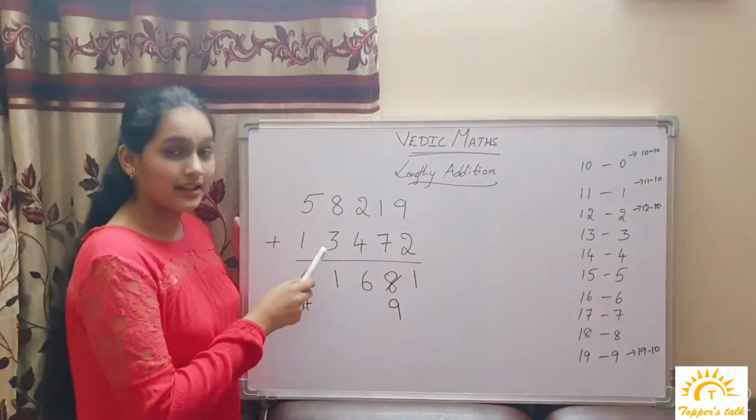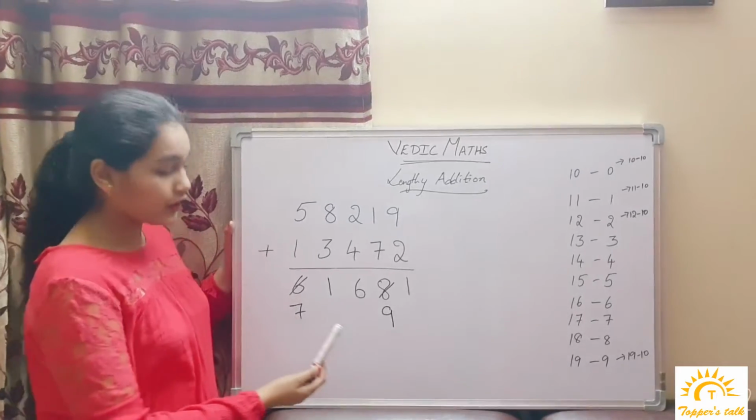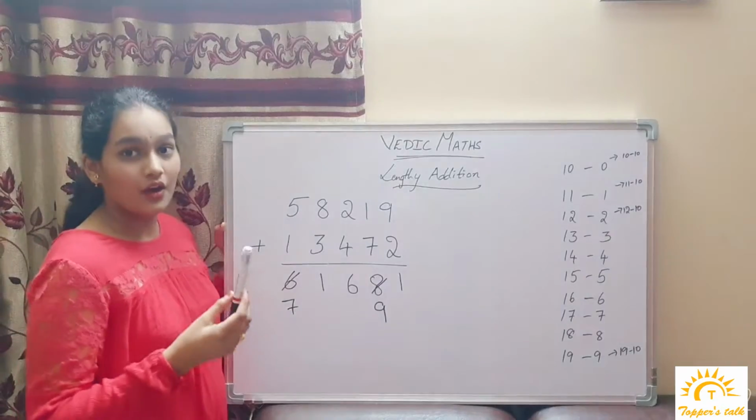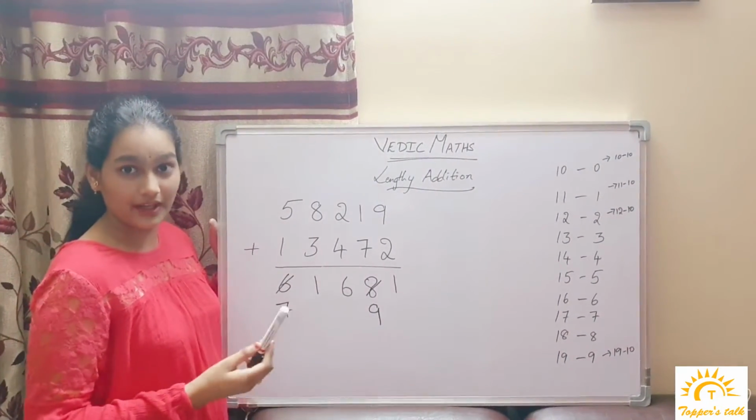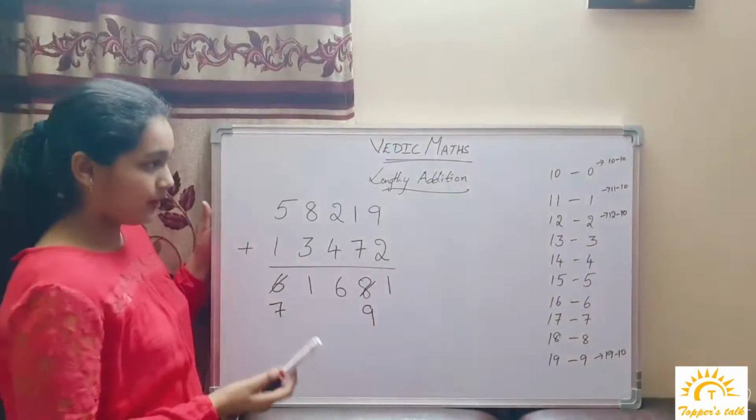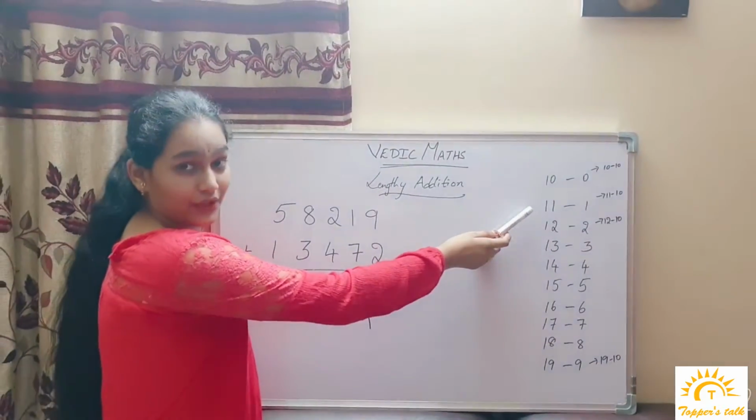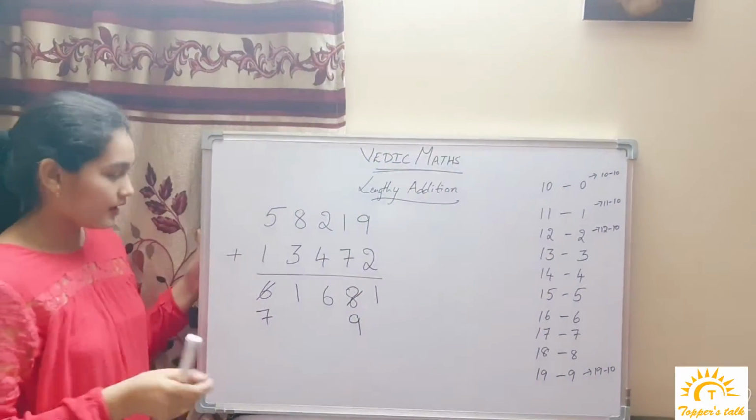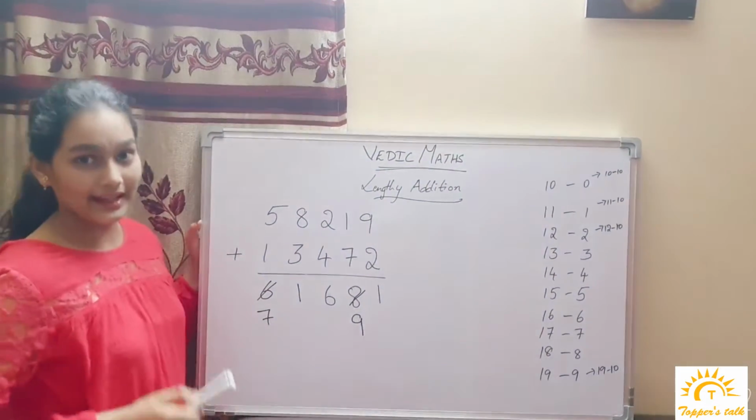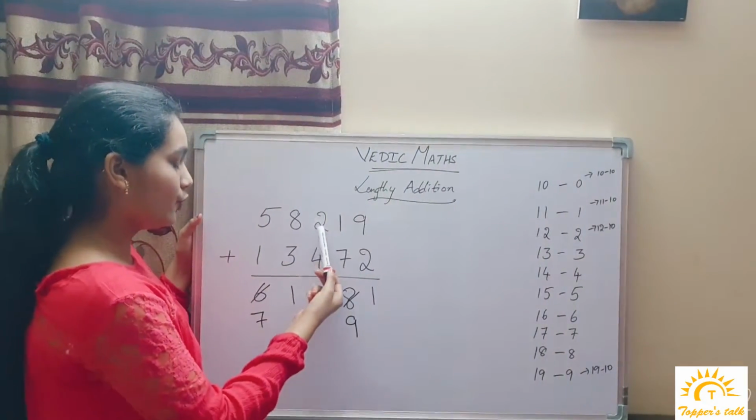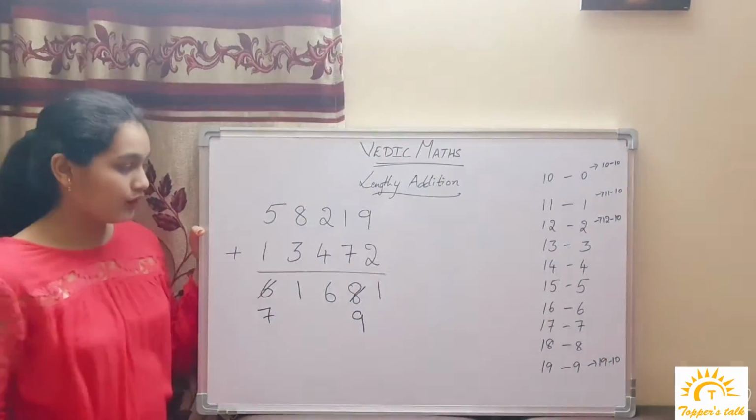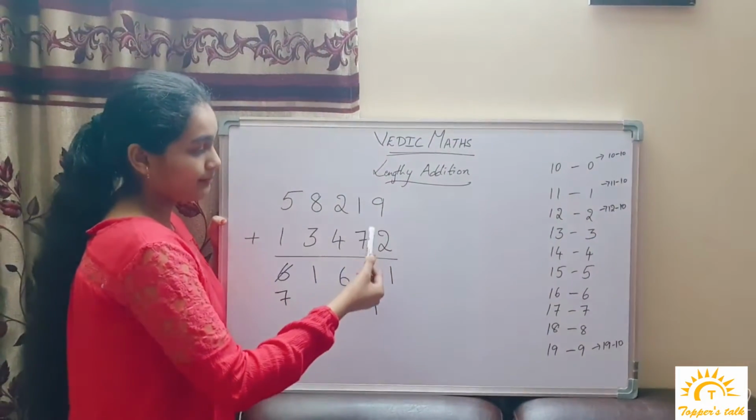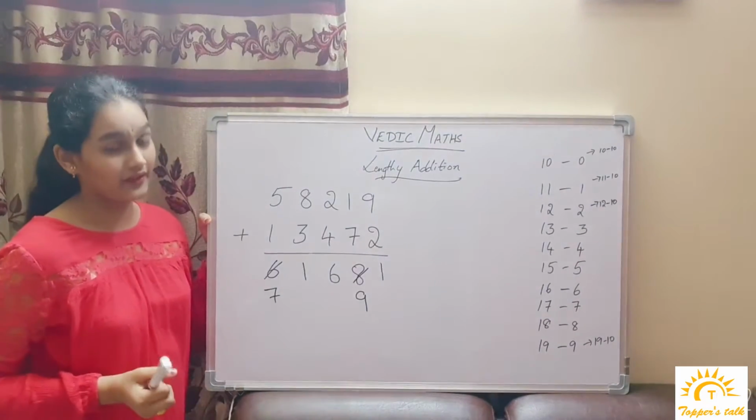So if you get a double digit number like 11, you have to cross out the before number, which is 6, and write the next number, or add 1 to 6. So 6 plus 1 is 7. Now we have to subtract 10 from this 11. 11 minus 10 is 1. So I wrote 1 here. Next, we have to add 2 and 4. 2 plus 4 is 6. Next, we have to do 1 plus 7. 1 plus 7 is 8.